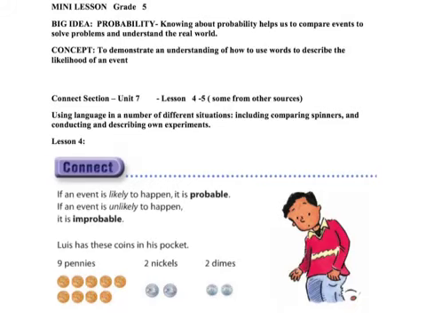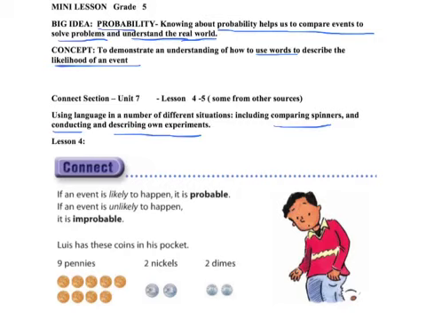Right, at this point we are moving on to the probability part of this unit. Our big idea for probability is knowing about probability helps us to compare events, solve problems, and understand the real world. Today our concept is to demonstrate an understanding of how to use words to describe the likelihood of an event, how likely it is that something happens. We'll be using language in a number of different situations, comparing spinners, conducting, and possibly describing your own experiments.